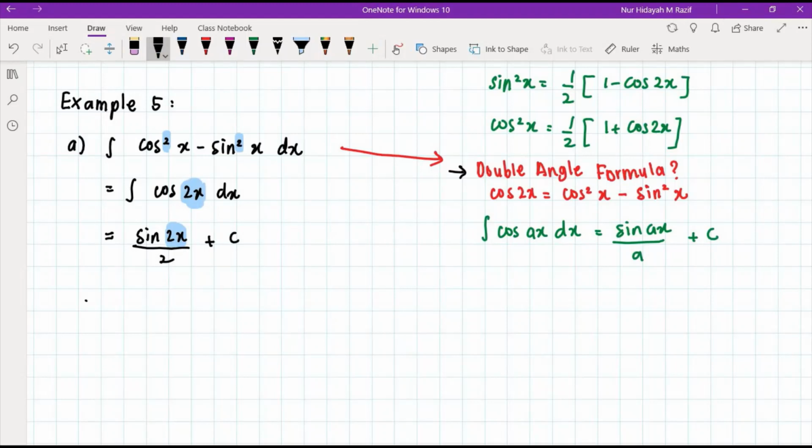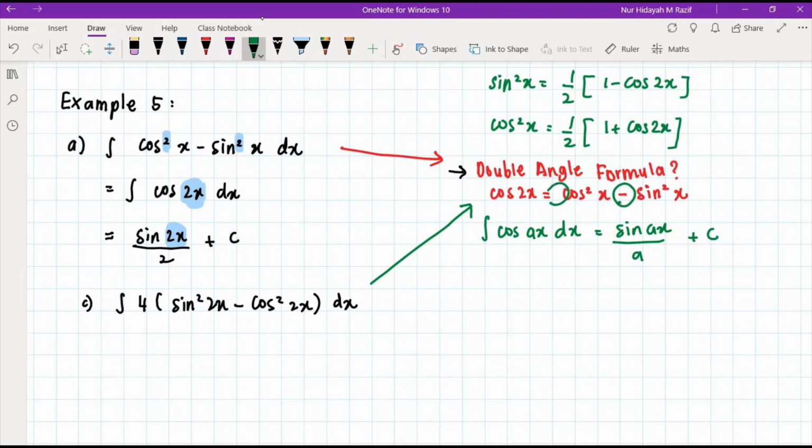Okay, so let's take a look at question C. For question C, you are now asked to find the integral of 4 multiplied by sine squared 2x minus cos squared 2x. So, do we have any formula for that? No, we don't have any formula for sine squared 2x minus cos squared 2x. But again, we are going to use this exact same formula. But please take note that the symbol is a bit different.